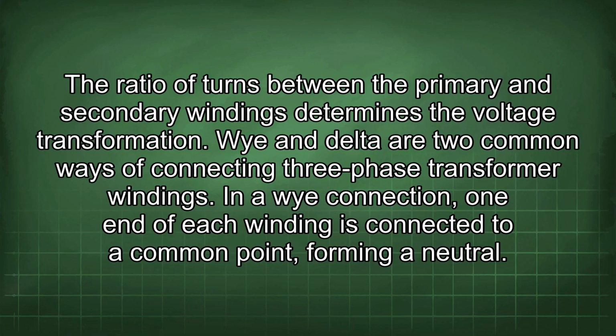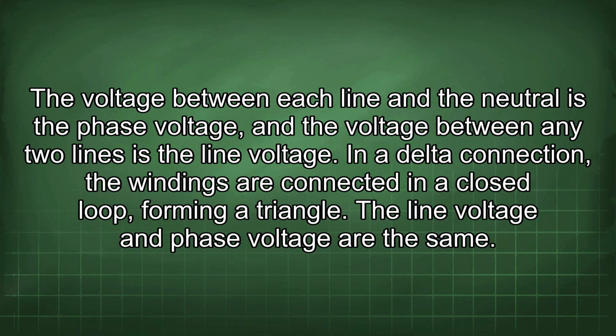Y and delta are two common ways of connecting three-phase transformer windings. In a Y connection, one end of each winding is connected to a common point, forming a neutral. The voltage between each line and the neutral is the phase voltage, and the voltage between any two lines is the line voltage. In a delta connection, the windings are connected in a closed loop, forming a triangle. The line voltage and phase voltage are the same.